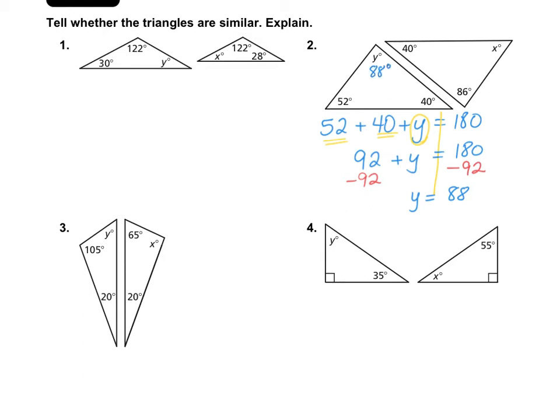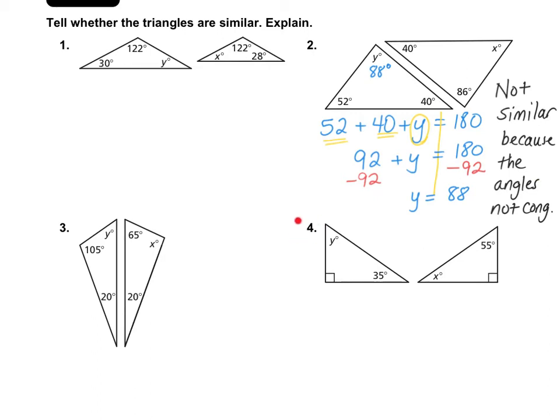That means that we have a 52 there, and we have 86 and 40. The 40 is the only one that they share, but then we have 86 and 88. So that means that they are not similar because the angles are not congruent, and that's my answer.